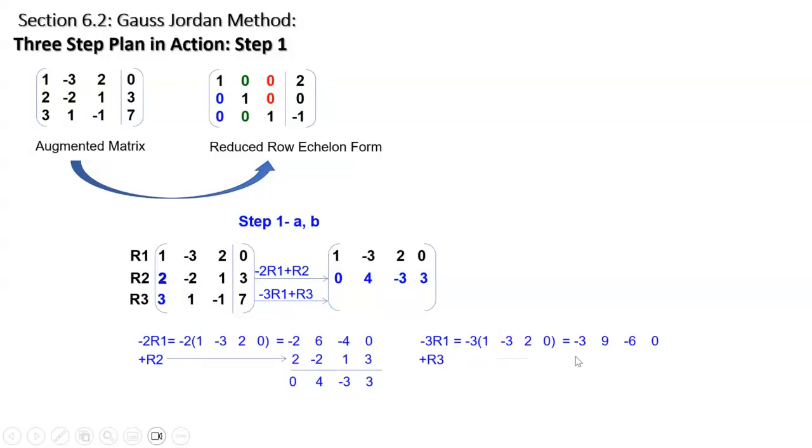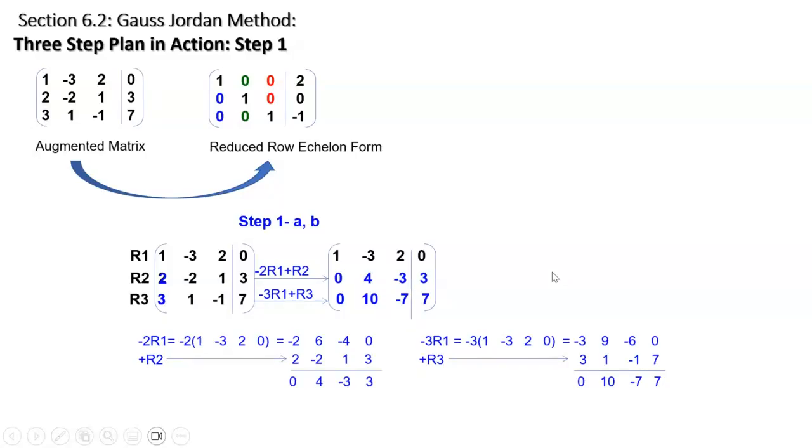Plus row 3, so row 3, we'll just bring it over. Right, now we add them. It's going to give us 0, 10, -7, 7. That's my new row 3. So step 1 is done.